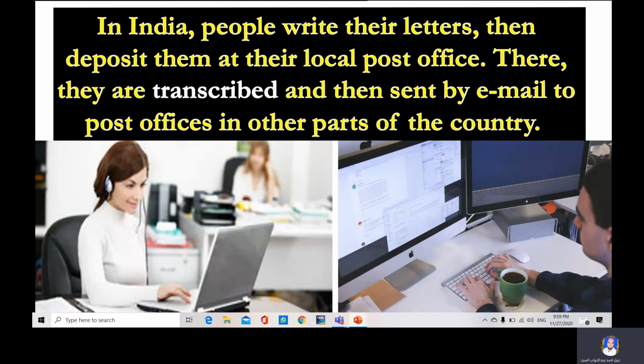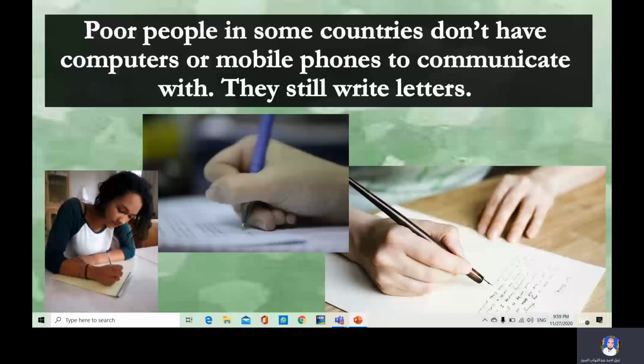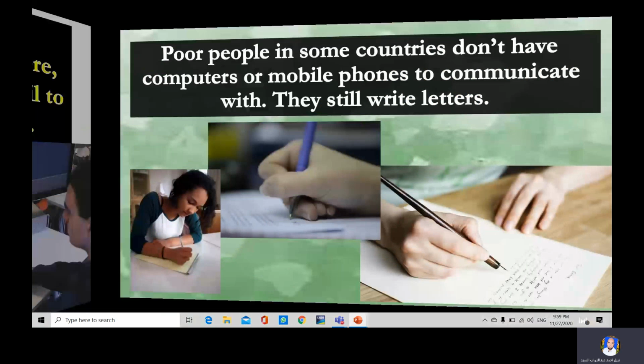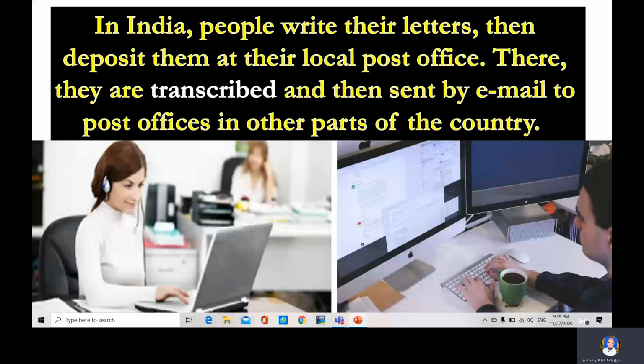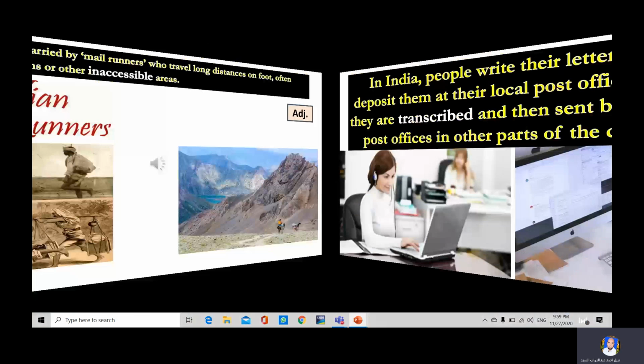Poor people in some countries don't have computers or mobile phones to communicate with, so they still write letters. They are illiterate, as I mentioned. In India, people write their letters, then deposit them at their local post office. There they are transcribed and then sent by email to post offices in other parts of the country. Inaccessible is an adjective describing the area or the place.